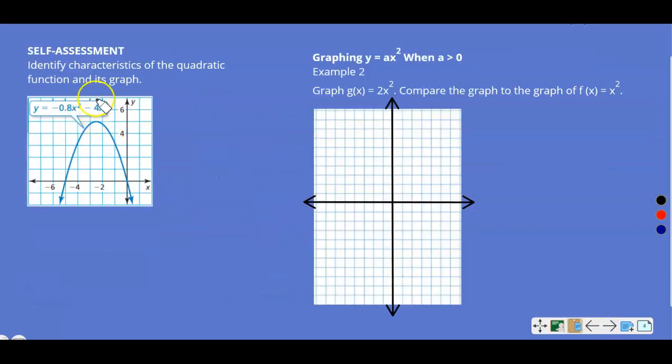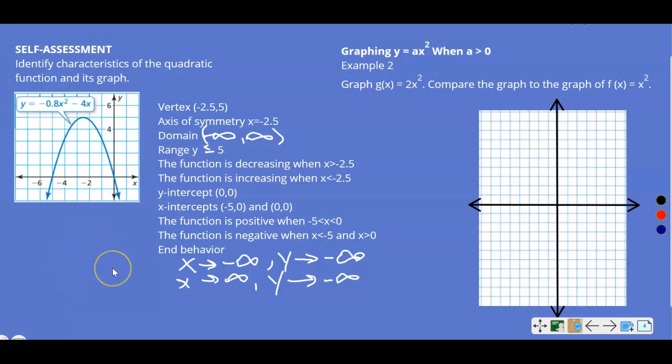All right, there's a self-assessment. It's the exact same thing. Identify characteristics of the quadratic function and its graph. So take a few minutes, pause the video, write down all the key characteristics from this graph, and we will check it shortly.